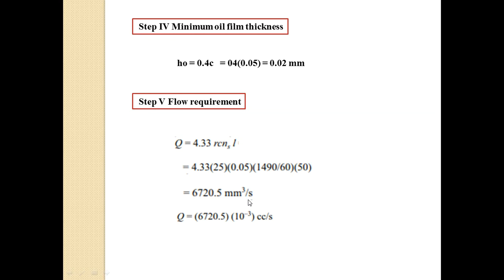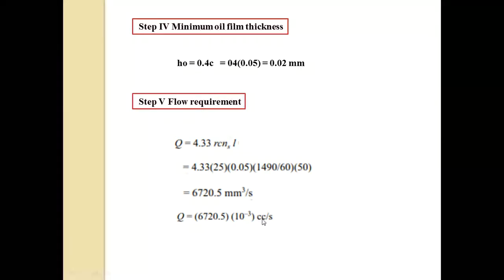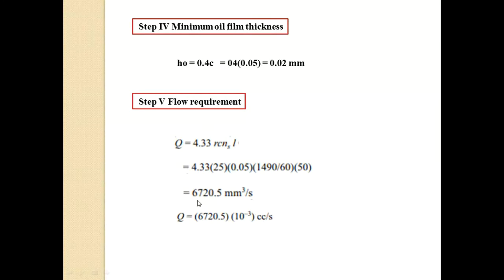Okay, now see here. Mm cube, I convert into what? Centimeter, cubic centimeter. This cc is there. Okay, now this 6720.5 is what? Meter cube per second, converted into centimeter cube per second. That means only multiplied by 10 raised to minus 3. That means this is 6720.5 into 10 raised to minus 3 cc per second.